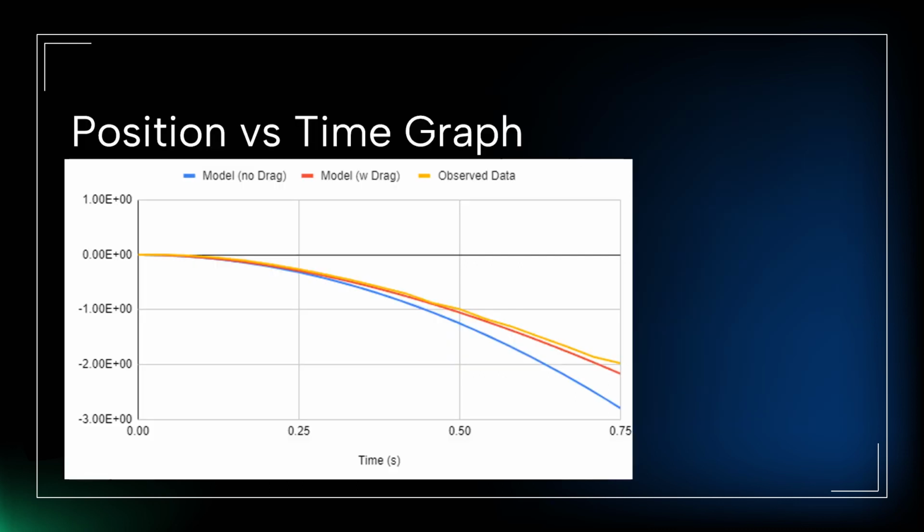Here is our final graph plotting all three of these: the observed data, the model with drag, and the model without drag against each other. And as you can see, the observed data is closer to the model with drag than it is to the model with no drag.